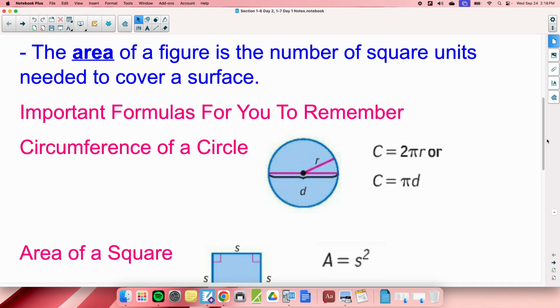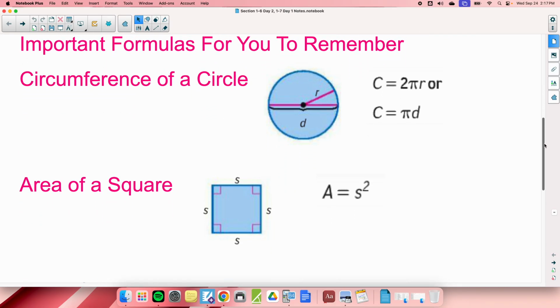Area, guys. So area would be the surface that is covered, okay? And when you do area, do you know what kind of units you use? Centimeters. Miles. Feet. Is it miles, or miles squared, or miles cubed? Miles squared. Squared for area.